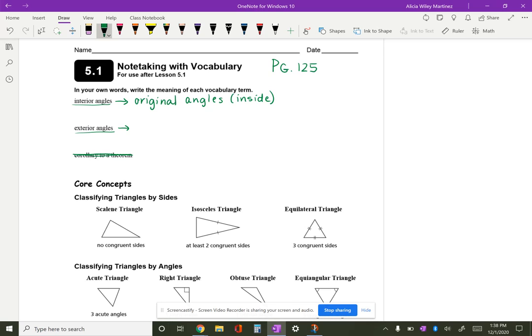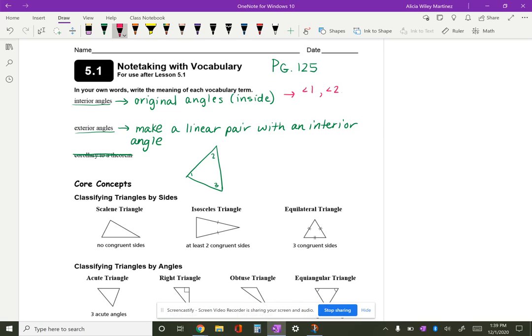I'll show you a picture of that in just a moment. But what exterior angles do is they make a linear pair with an interior angle. Okay, and it's basically what happens when you have a triangle. I'm just going to draw a triangle here. If we had angles like angle 1, angle 2, angle 3, those are interior angles. So I'll write that up here. So angle 1, angle 2, angle 3.